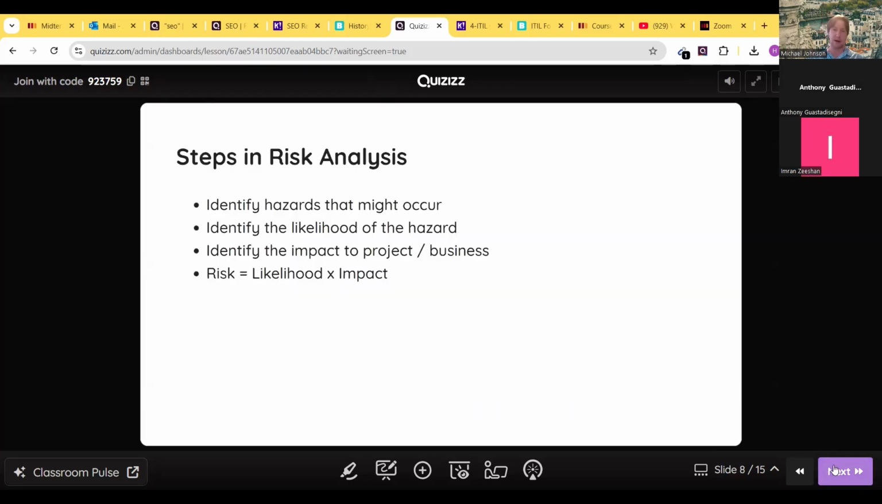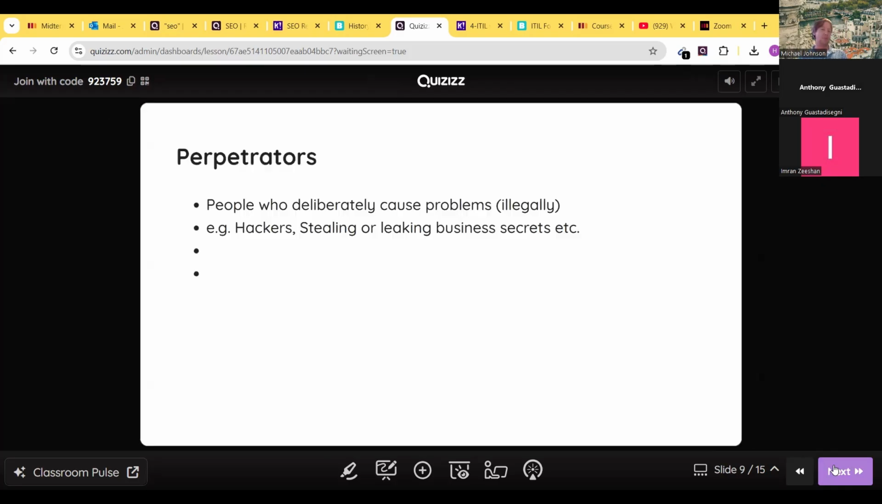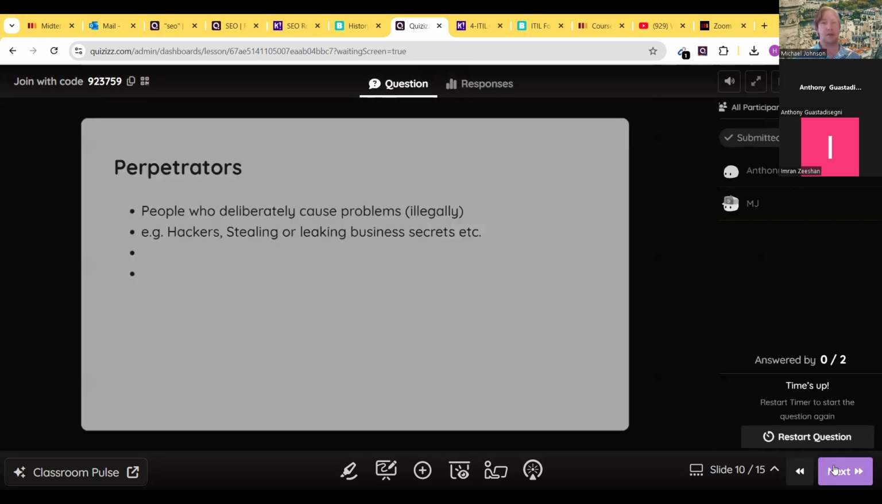Steps in risk analysis: identify hazards that might occur, identify the likelihood of the hazard, identify the impact to the project or business. Risk equals likelihood times impact. Perpetrators are people who deliberately cause problems illegally, e.g. hackers stealing or leaking business secrets. So they constantly need people to guard against these hackers.